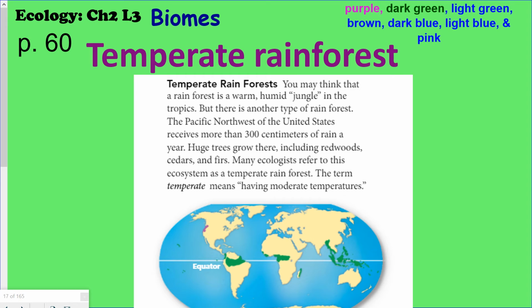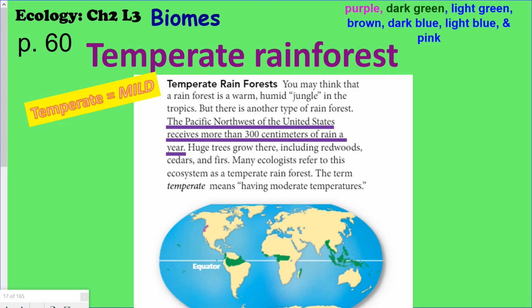When we look at the United States, we don't have any tropical rainforests, but we do have one temperate rainforest. It's classified as a temperate rainforest because, just like the tropical rainforest, it receives more than 300 centimeters of rain in a year. So how much water does a tropical rainforest and a temperate rainforest get? More than 300 centimeters of rain in a year. But it's temperate because it's not located at the equator. It is a warm but mild area, with a lot of precipitation and a lot of humidity.